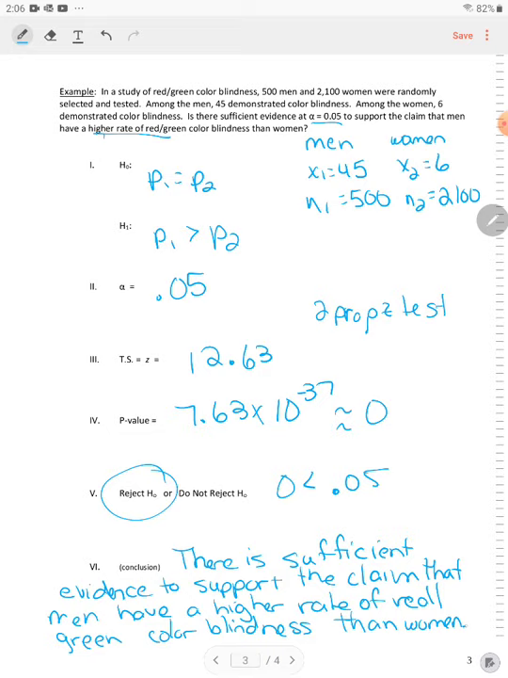Now, another way to write your answer would be P1 is greater than P2. All right, so let's look at using confidence intervals.